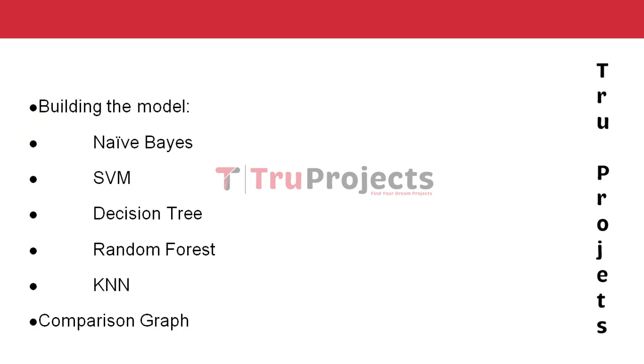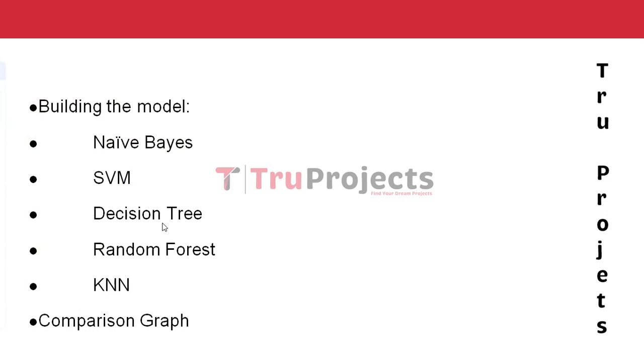The second one is SVM. The support vector machine is a powerful algorithm for both classification and regression tasks. It works by finding the hyperplane that best separates the different classes in the feature space, maximizing the margin between the classes. SVM is effective for dealing with high-dimensional data and handles both linear and non-linear classification tasks through the use of kernel functions.